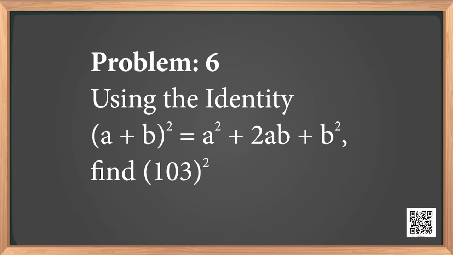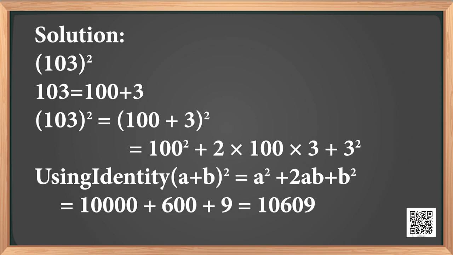Problem number 6. Using the identity (a+b)² = a² + 2ab + b², find 103². Solution. 103². How shall we write 103 as a sum of two numbers? Yes, you are right. 103 is equal to 100 + 3. 103² is equal to (100 + 3)². That is equal to 100² + 2 × 100 × 3 + 3².